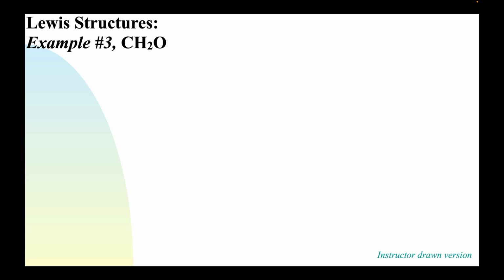Anyway, formaldehyde is CH2O, so like we've seen before, the central atom is going to be carbon, almost always the first one listed. Second thing, let's count valence electrons.